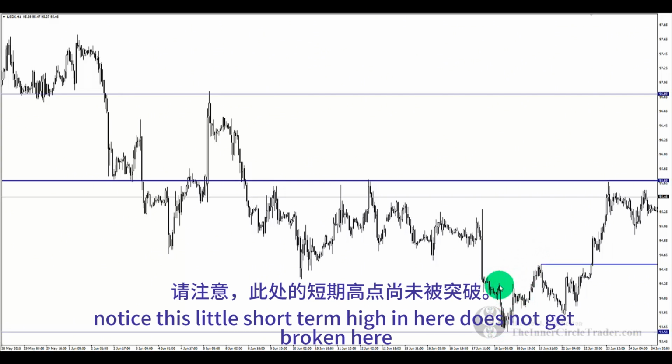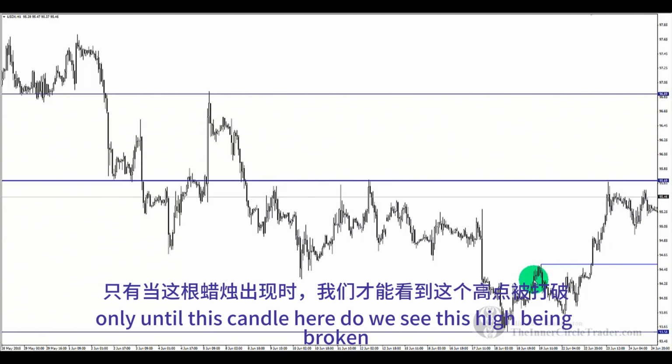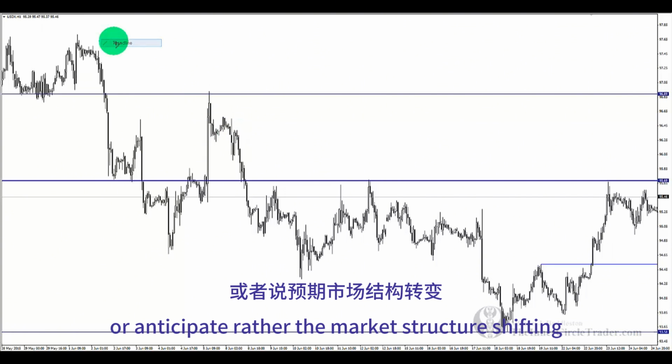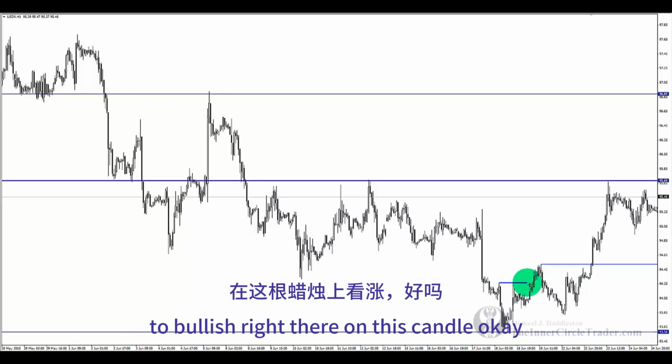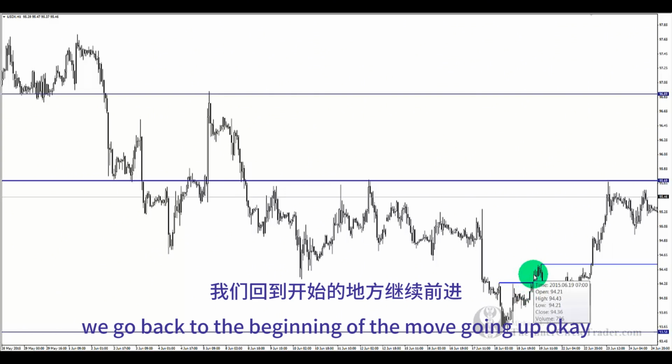Now notice this little short-term high in here does not get broken here. Doesn't get violated yet. Only until this candle here do we see this high being broken. And that's exactly when you would expect or anticipate rather the market structure shifting to bullish right there on this candle. So when that happens, we go back to the beginning of the move going up.